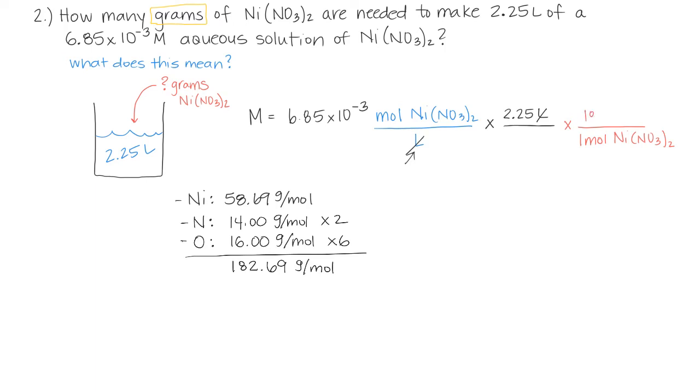So putting that into our calculation, and canceling out units, we can see that we've ended up with grams of nickel nitrate, which is exactly what the problem is asking us. So doing the math tells us that we would need 2.92 grams of nickel nitrate added to 2.25 liters of water to make a solution with the molarity 6.85 times 10 to the minus 3.